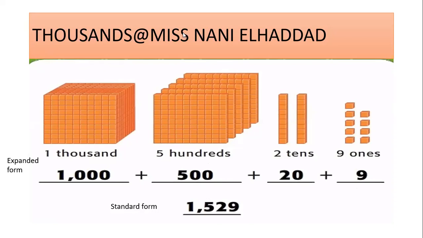So let me write something here for you. The thousands have 3 zeros. Hundreds have 2 zeros. Tens have 1 zero. Ones have no zeros. Okay, so this is very important to know in our lesson.